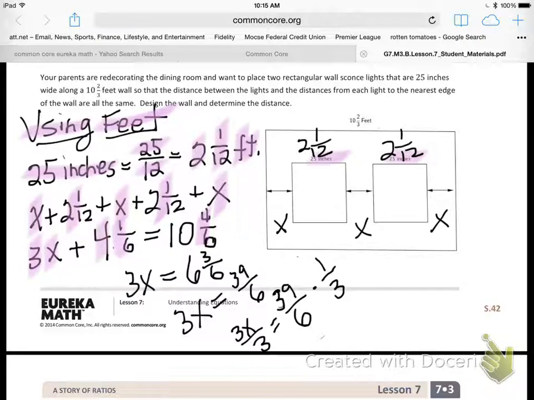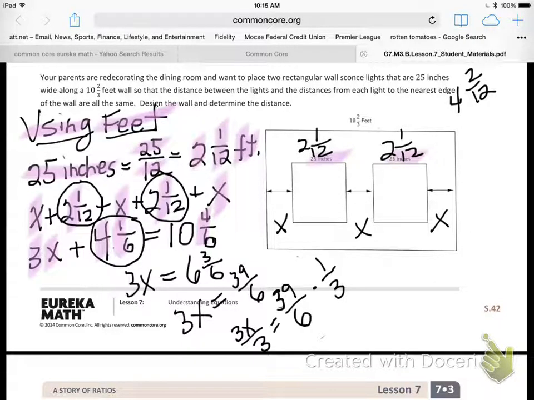The reason I had that highlighted before is that when I add 2 and 1/12 plus 2 and 1/12, I actually get 4 and 2/12, but I always want to simplify. As soon as I see a fractional portion that I can reduce to lowest terms, I want to do that to make it cleaner for me. So that's why I made this into 4 and 1/6. Now you get the right answer if you use this as well.